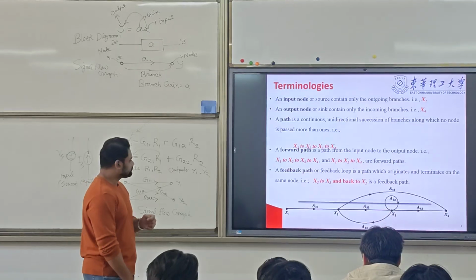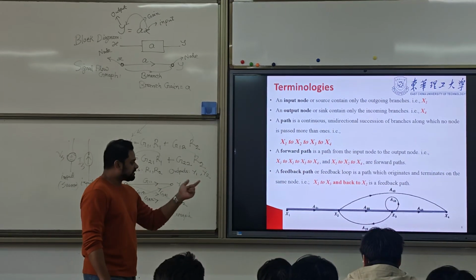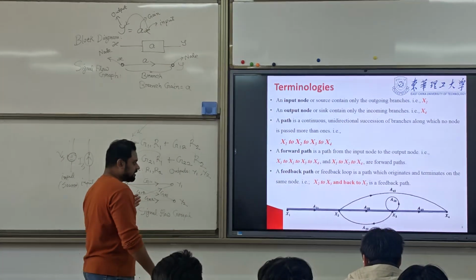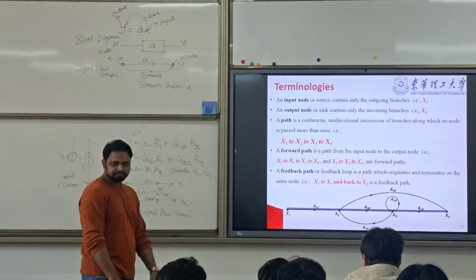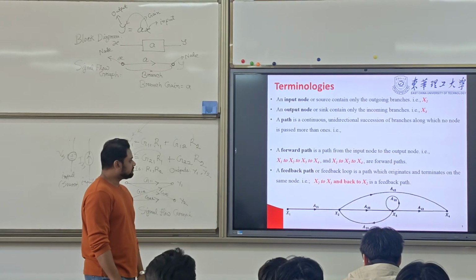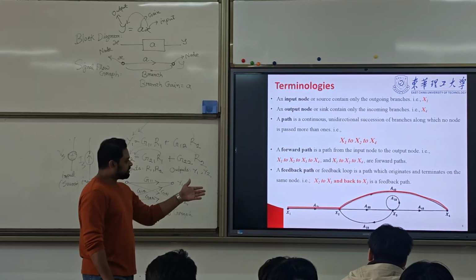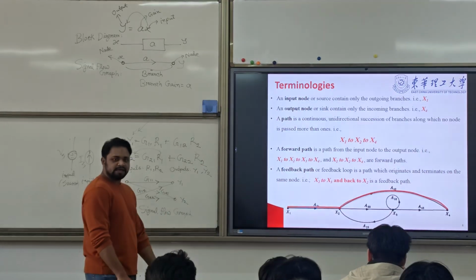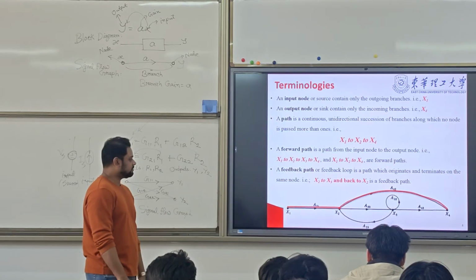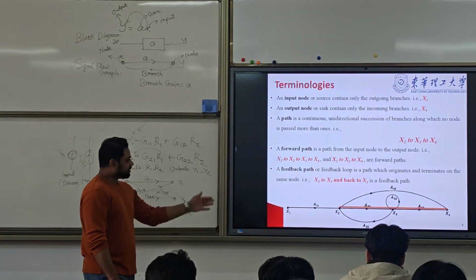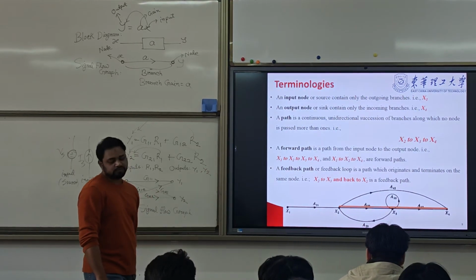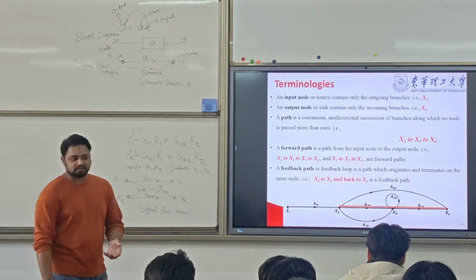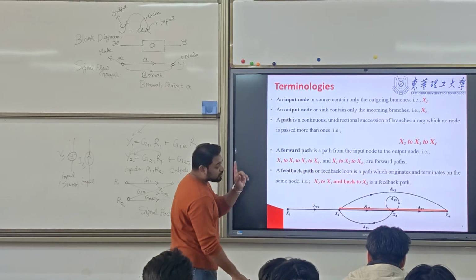Here, x1, x2, x3, x4, it is a path. Second one, x1, x2, x4, it is a path. Last one, x2, x3, x4, that is also a path. Now, what is common here?